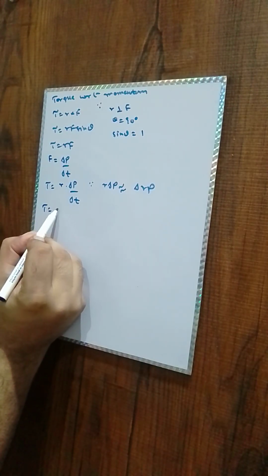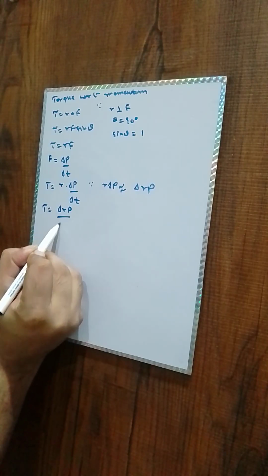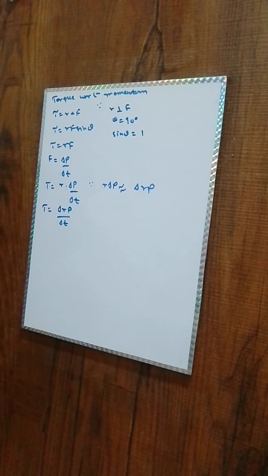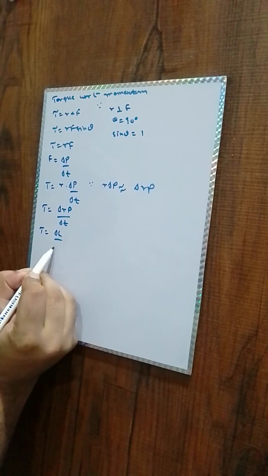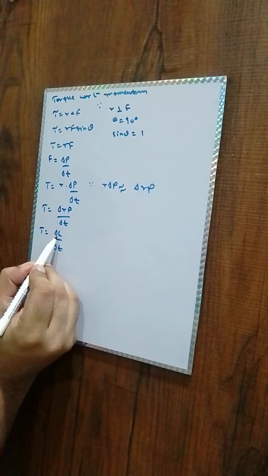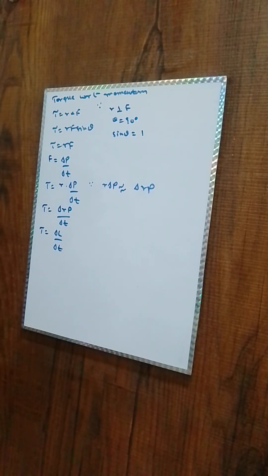So tau is equal to delta rp by delta t, which is approximately equal to delta L by delta t, which says that the rate of change of angular momentum with respect to time gives us torque. This is an equation of interest, and a critical point is the approximation r delta p is roughly equal to delta rp. R is the radius, p is the linear momentum.